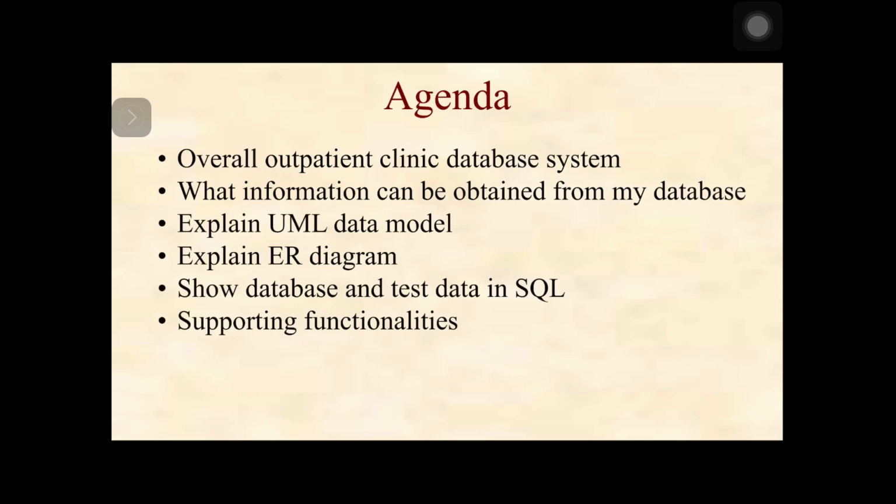First, I will introduce general information on this database system. Second, I will list some tables that store information about this system. Then I will explain the UML data modeling based on my analysis of the system. Then I will explain the entity relationship diagram of the system.